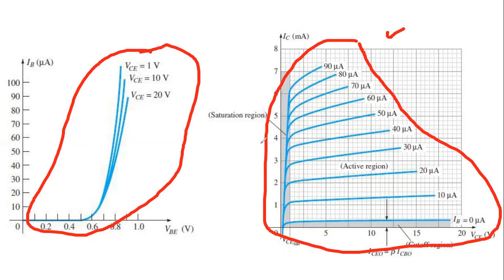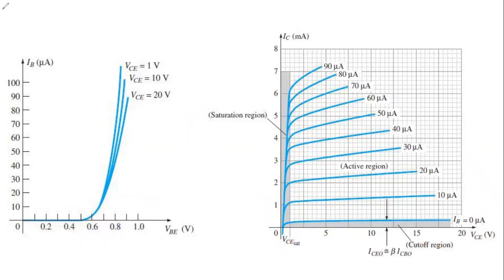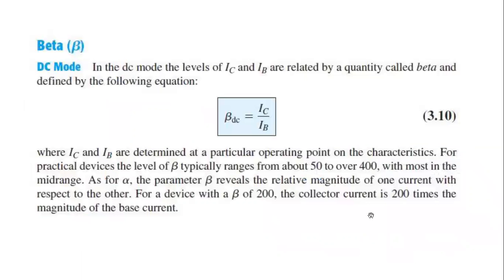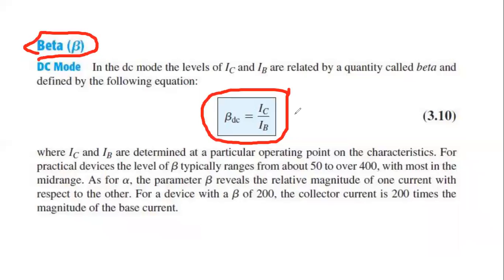This is not so important, I just wanted you to see the input current and output current characteristics, just to predict. I just described beta. What is beta? Beta in DC mode is the ratio of IC by IB, that is the output current and the input current. The input current is the base current, and the output current is the collector current. If I divide, we get the gain, that is beta, and the value is 50 to 400.